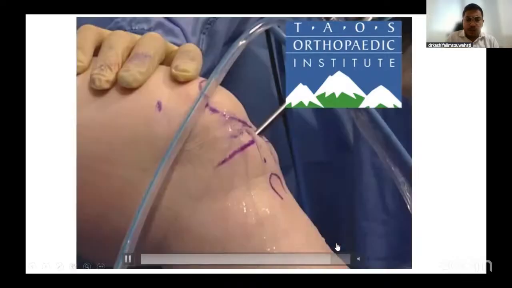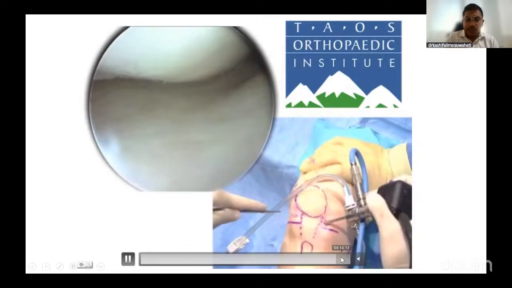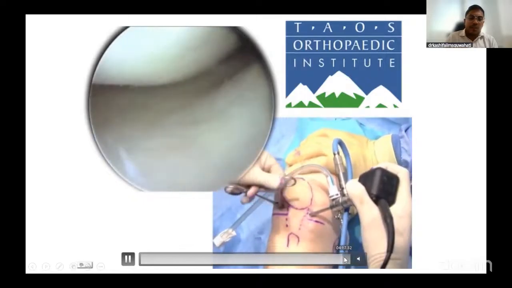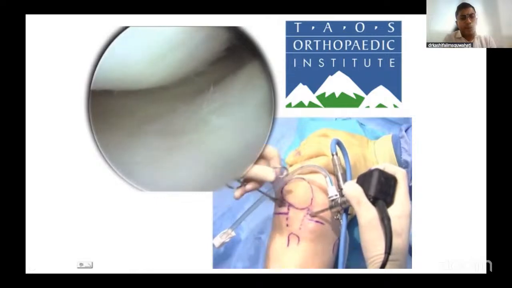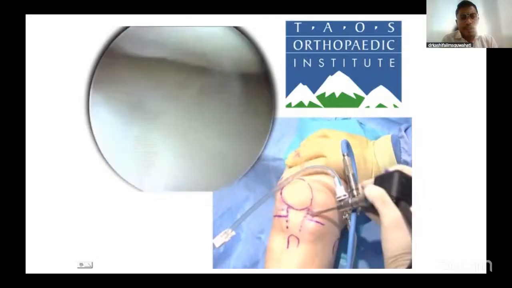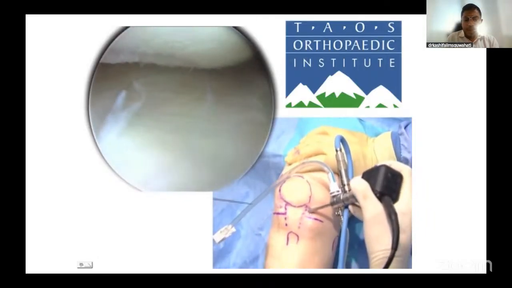You will come to know once the joint fluid comes out that you have penetrated through the capsule. And it's also very important that you use the hemostat, the artery forceps, to further delineate the soft tissue so that your portal becomes wide enough.